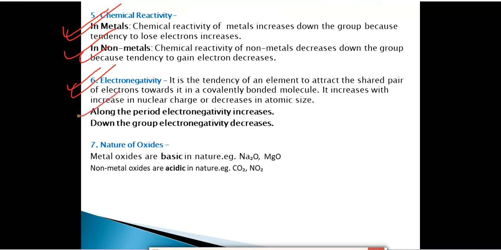So along a period, what happens? Along a period, electronegativity increases. Why? Because atomic size decreases. But down a group, electronegativity decreases. Why? Because atomic size increases.